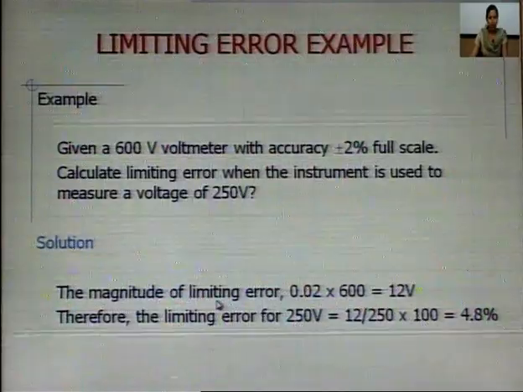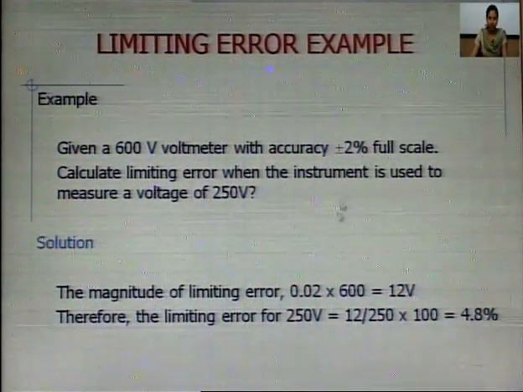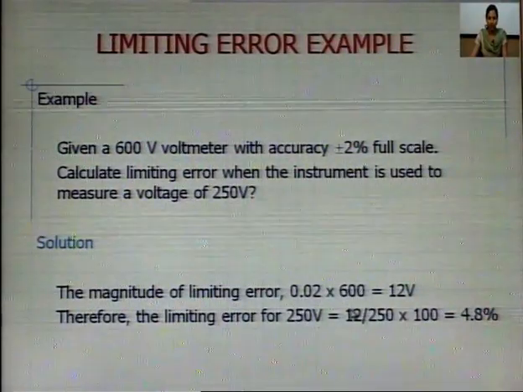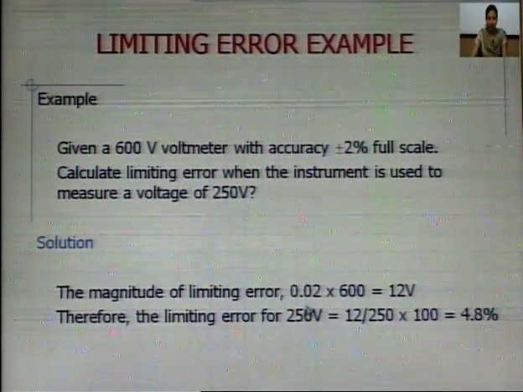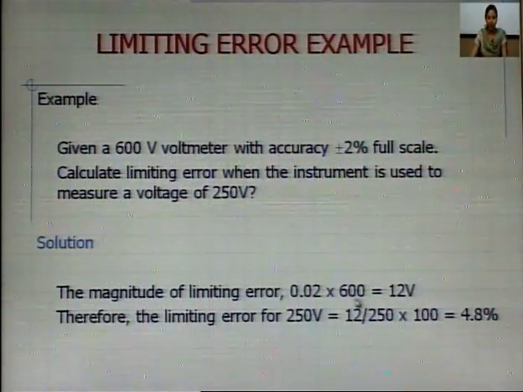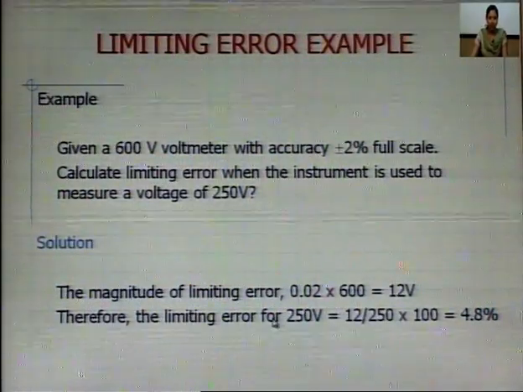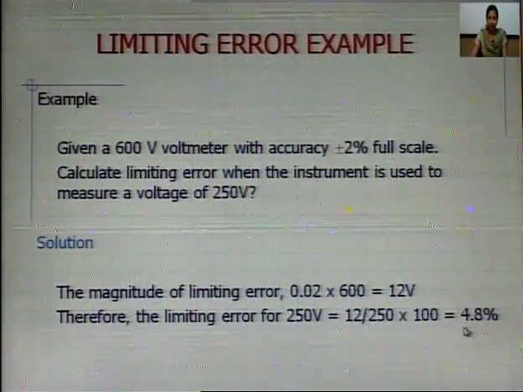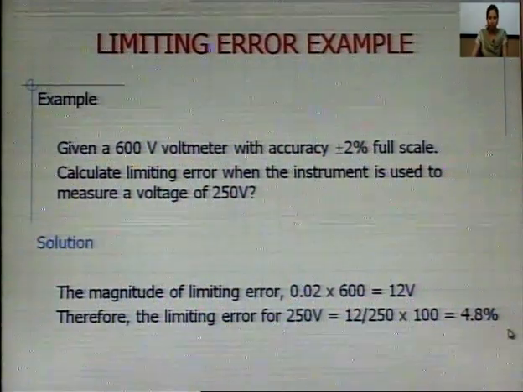The magnitude of the limiting error, its percentage is 2%. So, it comes out to be 0.02 into 600 because the 600 volt is the maximum value. So, the magnitude of the limiting error is 12 volt and the limiting error for the 250 volt is 12 upon 250 into 100. This is the limiting error for the 250 volt, 4.8%.